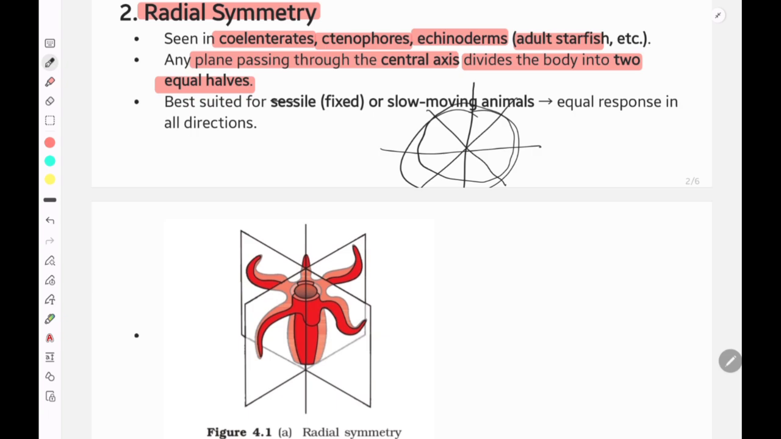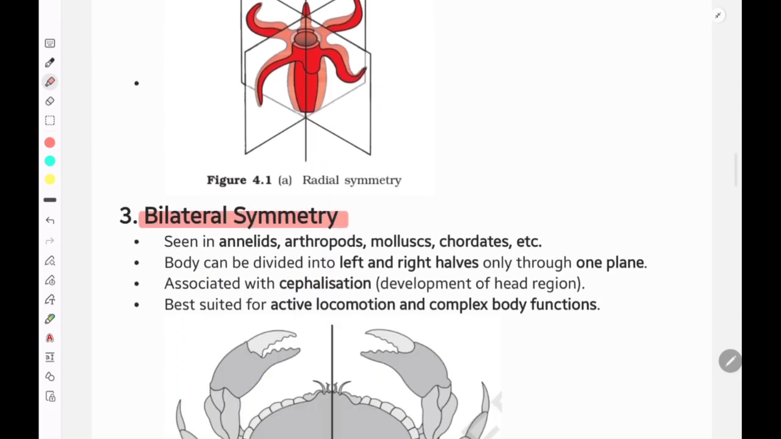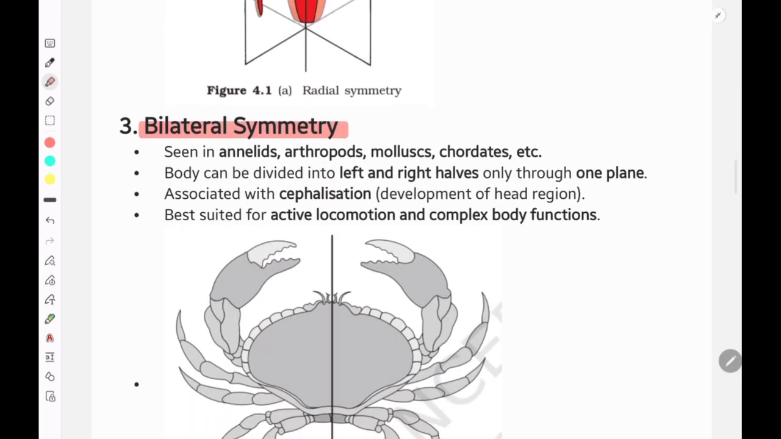The best studied for fixed or slow moving organisms, equal response in all directions. If we discuss bilateral symmetry, it is seen in annelids, arthropoda, mollusca, chordates. They are divided into two halves, right and left, and if we cut from the central axis, both of the sides look similar from only one plane.